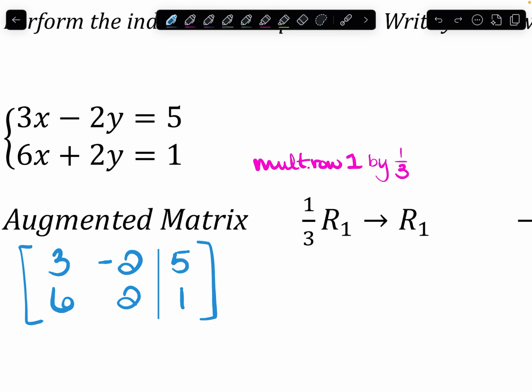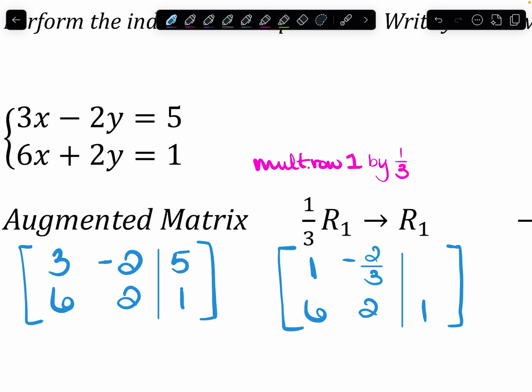Notice it didn't say anything about row 2, so I'm going to go ahead and copy my row 2 exactly as is. We are not changing row 2 at all, only row 1. So I'm going to go one at a time. 3 times 1/3 is 1. -2 times 1/3 is -2/3. And 5 times 1/3 is 5/3.